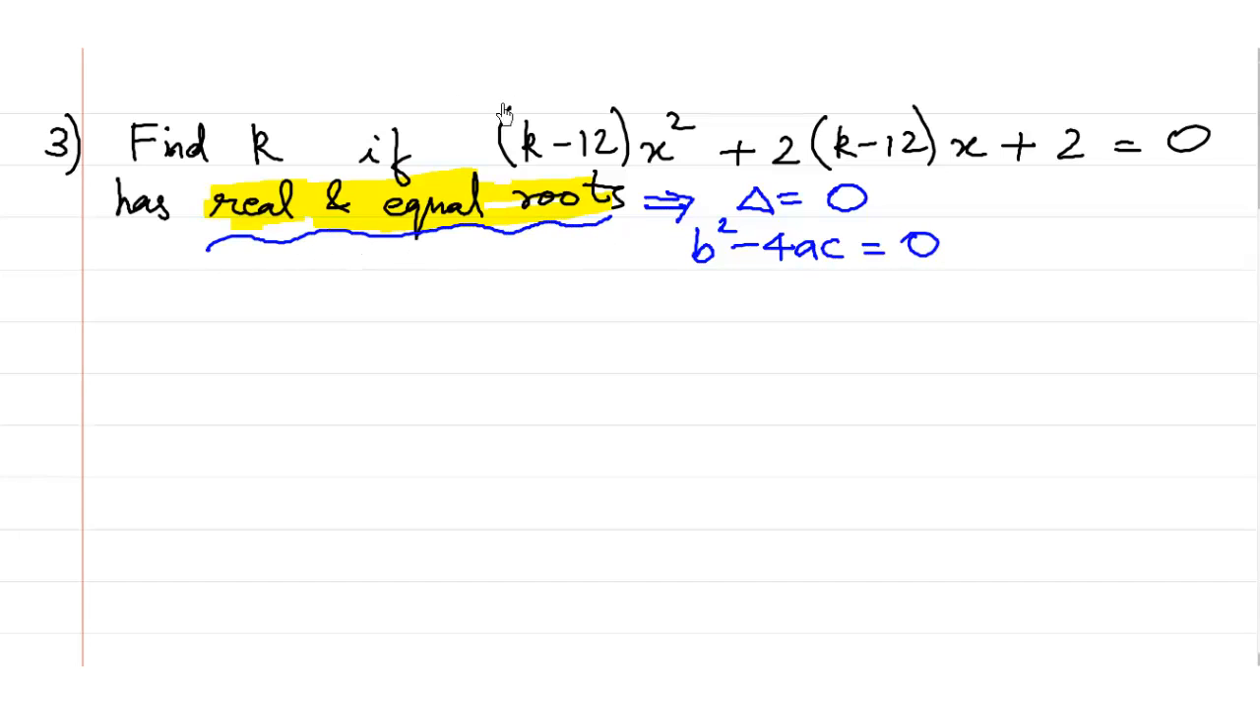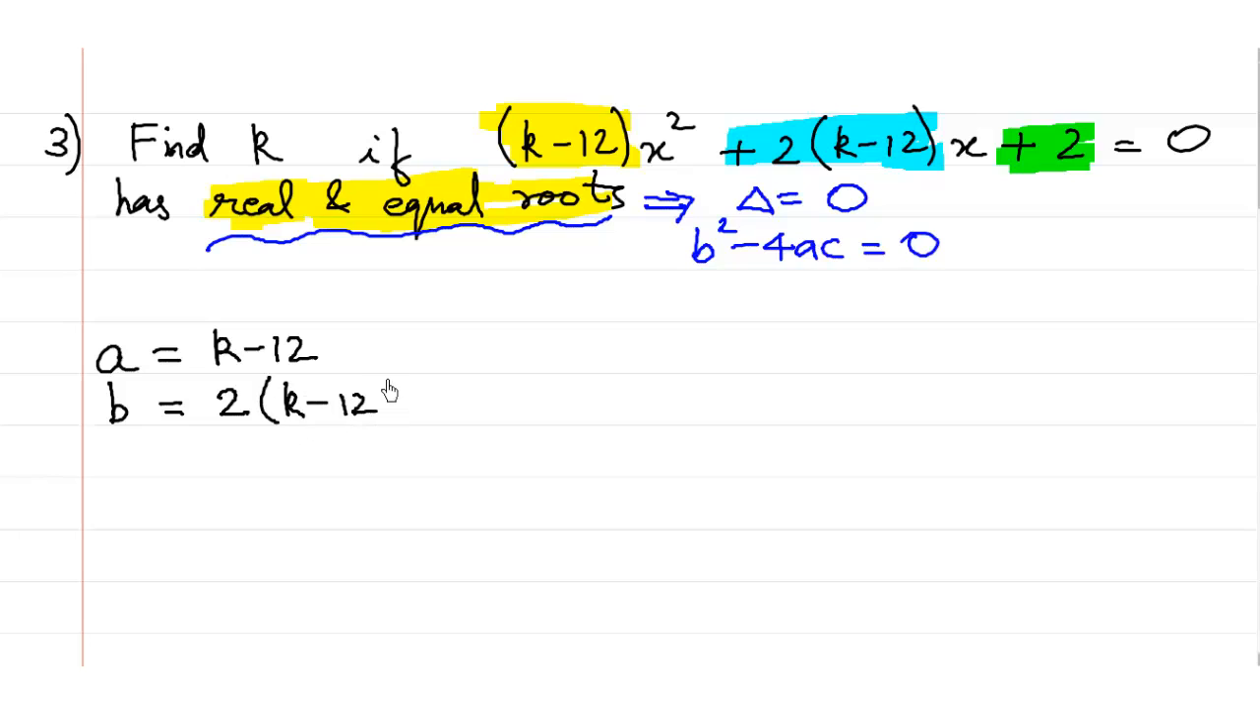Now it's important to tell what is the value of a, b and c. Over here the coefficient of x square, k minus 12, is the value of a. The coefficient of x, which is 2(k minus 12), is the value of b, and the constant 2 is the value of c. So first we shall write this. a is equal to k minus 12, b is equal to 2(k minus 12), and c is equal to 2. And in any quadratic equation ax square plus bx plus c is equal to 0, the value of a is never 0, remember. So we can state that a is not equal to 0, or in other words, k minus 12 is not equal to 0. It's very important in this particular sum.